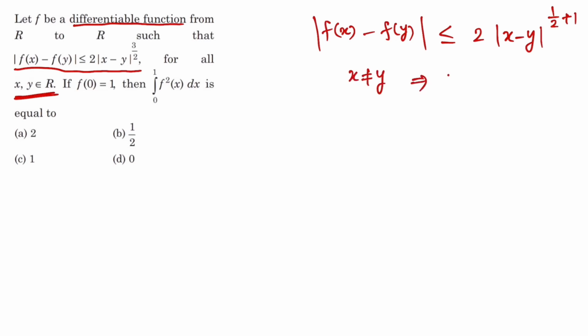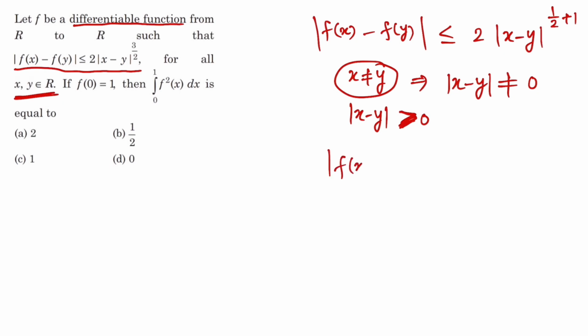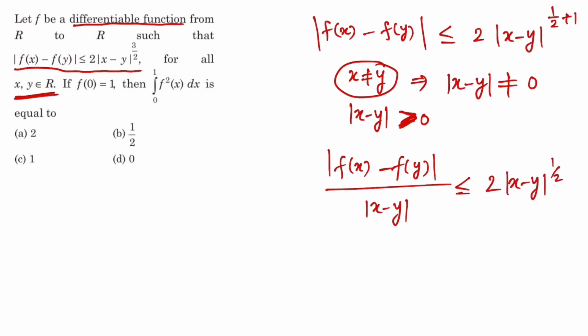And therefore we have x is not equal to y, that means x minus y is not 0, and therefore mod of x minus y is not 0, right? Also we know that mod of any number is greater than or equal to 0, and here x is not equal to y, that means mod of x minus y is strictly greater than 0. Now just divide by mod of x minus y, so we have mod of f of x minus f of y divided by mod of x minus y is less than or equal to k times mod of x minus y raised to 1 by 2, right? And because this is a positive quantity, the inequality sign remains as it is.